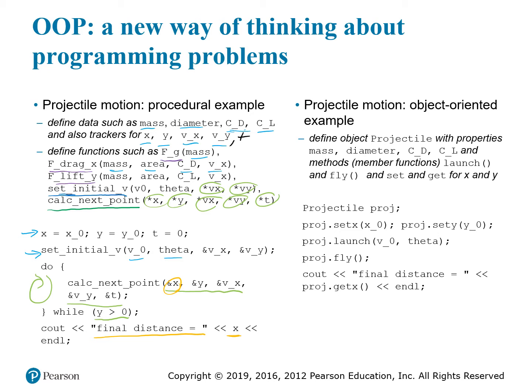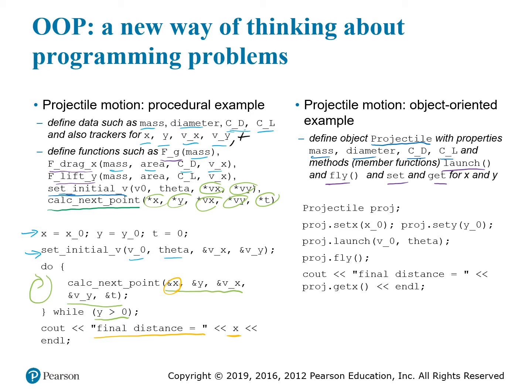An object-oriented simulation would go about this quite differently. We would define an object called projectile, which had properties: mass, diameter, coefficient of drag, coefficient of lift, and methods: launch, fly, and then set and get methods for x and y. So in this setup, we would still have code that calculates gravity and drag and lift and next point and initial velocity and all of that, but it's hidden.